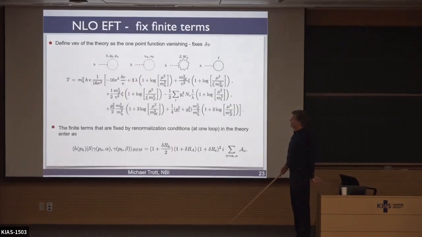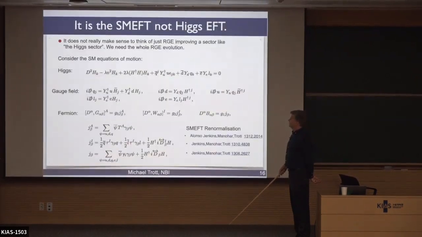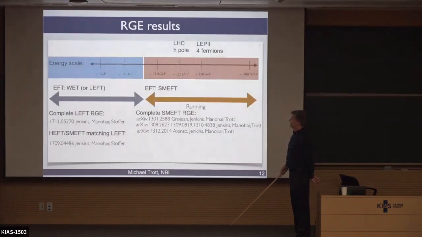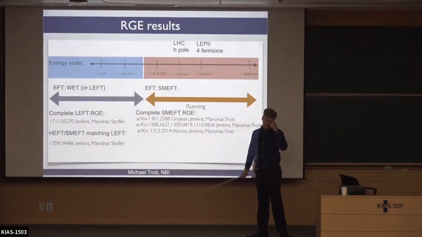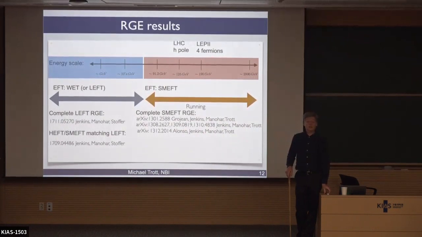Let me go back to this. Where is this? Here. This is essentially the standard model Lagrangian plus the dimension 6 operators and dimension 8 operators, and it's useful for the scales where there are dynamical W's, dynamical Z's, and dynamical Higgs's, up to the TeV scale, the cutoff scales associated with these higher dimensional operators.